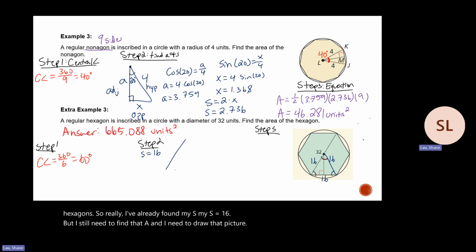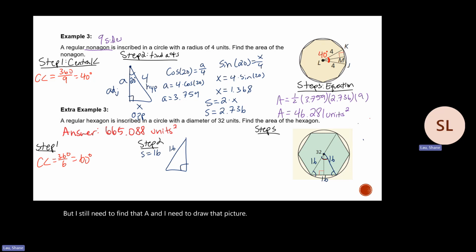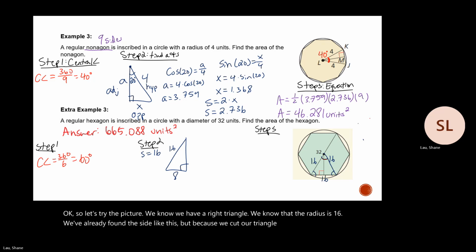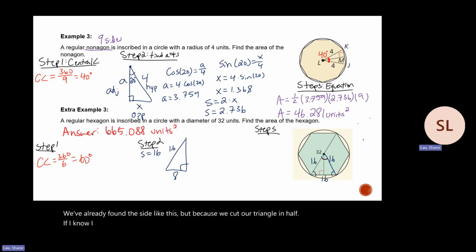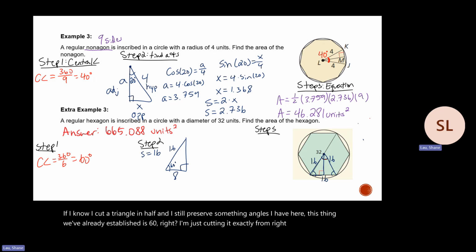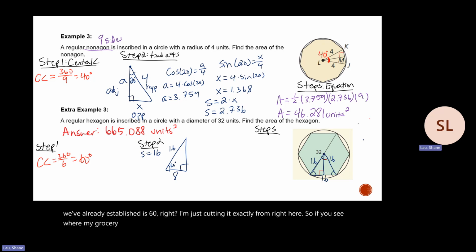Okay, so let's draw the picture. We know we have a right triangle. We know that the radius is 16. We've already found what the side length is, but because we cut our triangle in half, we'll start with 8. Well, if I cut that triangle in half, I still preserve some of the angles. This angle we've already established is 60, right? I'm just cutting it exactly from right here. So if you see where my cursor went, you'll see exactly what I'm talking about.